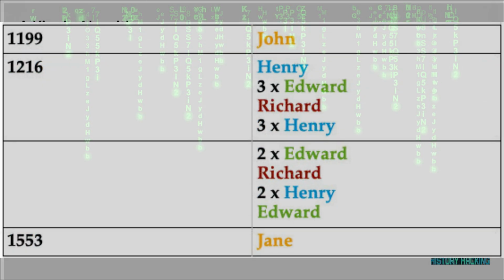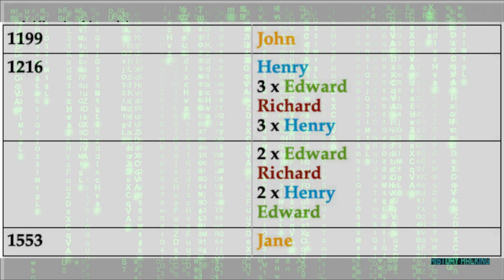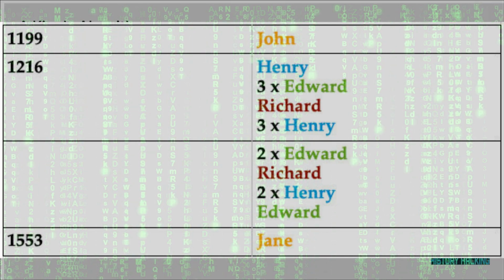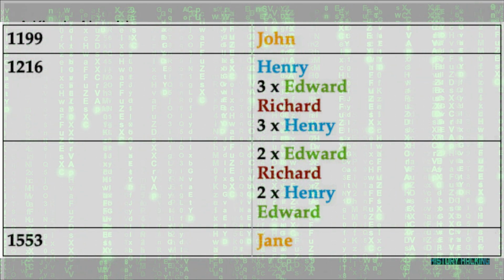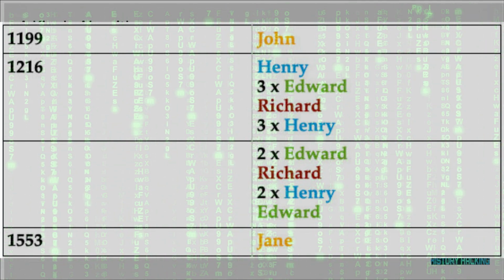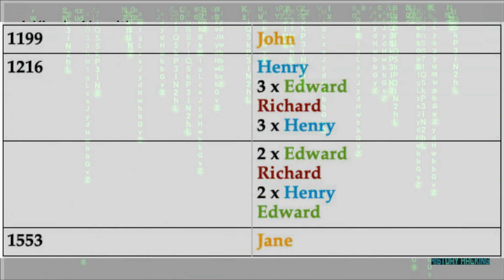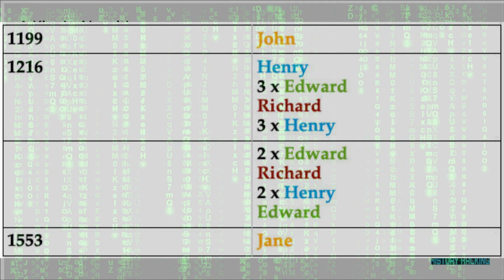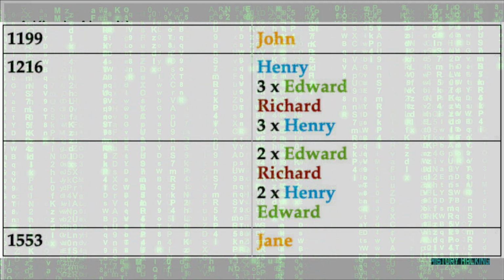What this really looks like is some kind of nested algorithm. Seriously, the sequence of names between King John way back in 1199 and Queen Jane in 1553, it's not random at all. It's this structured composition, Henrys, Edwards, Richards, almost like a formula being solved over hundreds of years. That is not the signature of random chance.